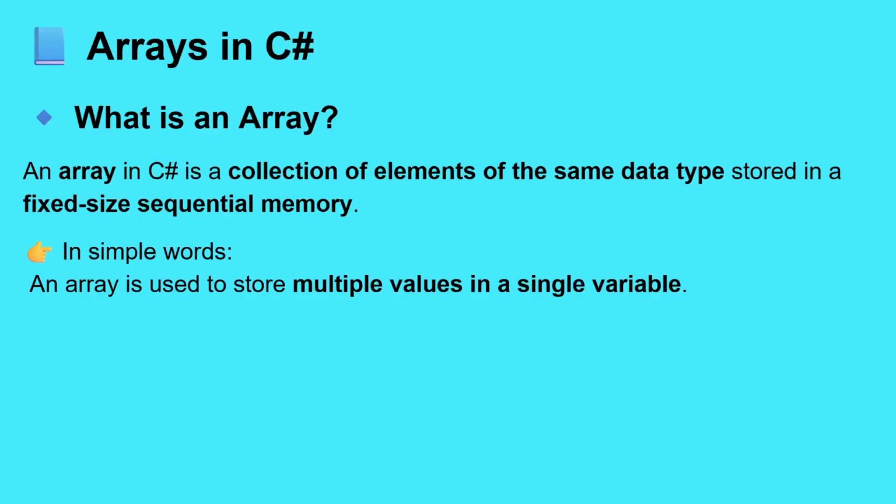Today we are going to learn something very important in C Sharp, that is array. What is an array? An array in C Sharp is a collection of elements of the same data type stored in fixed size sequential memory. In simple words, an array is used to store multiple values in a single variable. I'm repeating this line once again: an array is used to store multiple values in a single variable.